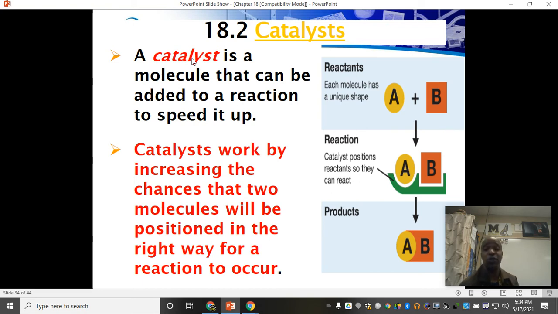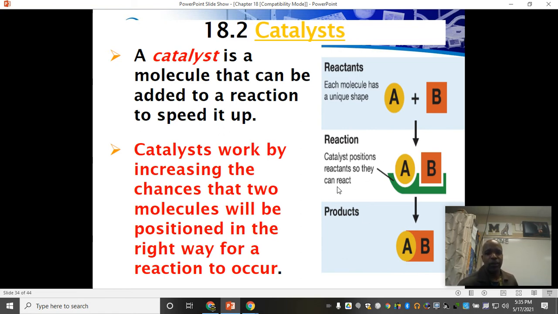Enzymes in your body, folks, are catalysts. These are special mechanisms that help speed up chemical reactions, but they're not consumed in that reaction. What they basically do is hold a molecule in a certain position so that it's more likely to react. A catalyst is a molecule that can be added to a reaction to speed it up. Catalysts work by increasing the chances that two molecules will be positioned in the right way for a reaction to occur. Here you've got the reactants, the reaction, and the products, right?